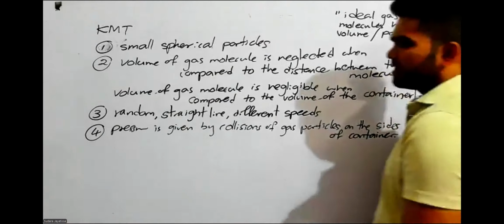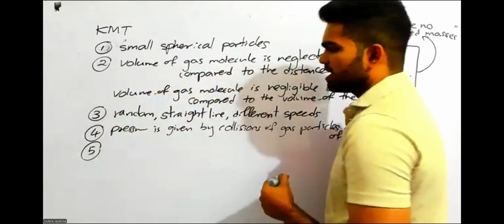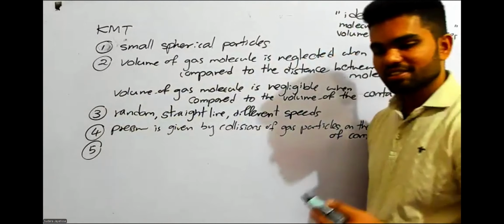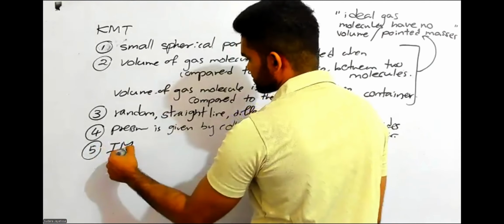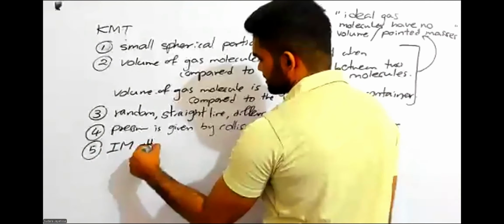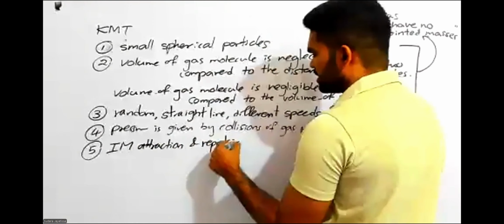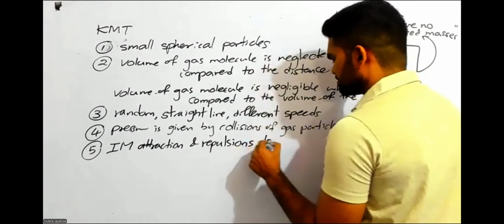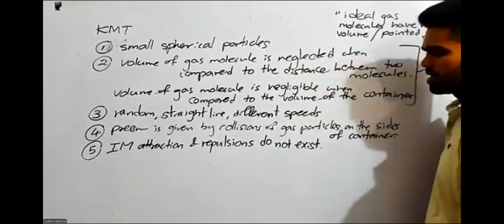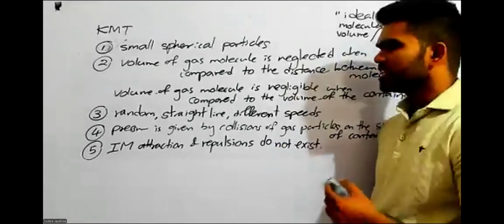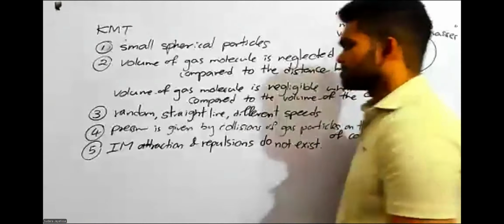Okay. And then the fifth one is about the attraction forces and the repulsion. So intermolecular attractions and repulsions do not exist. One particle moves independently of another, because there are no attractions or repulsions, right?